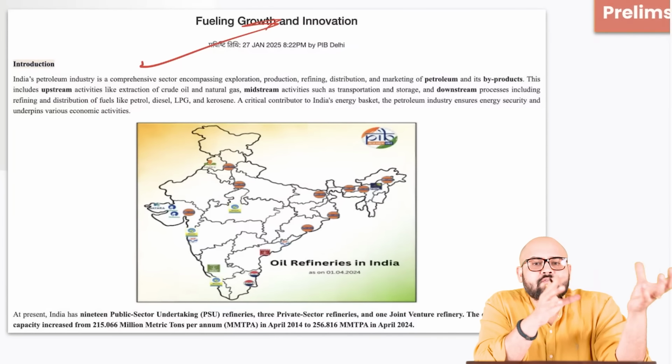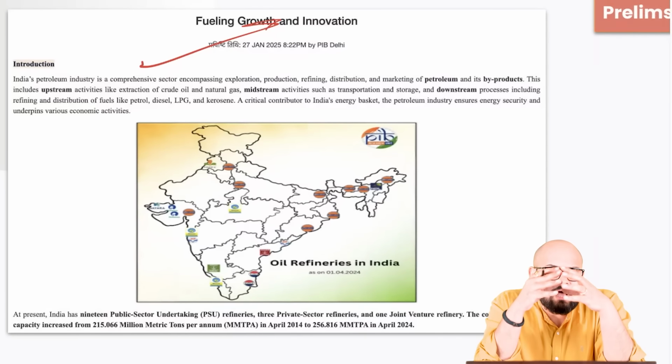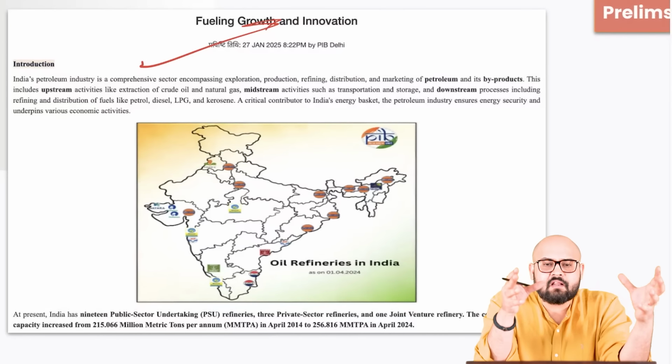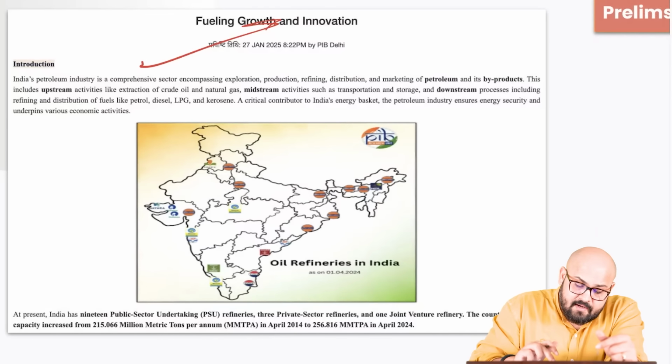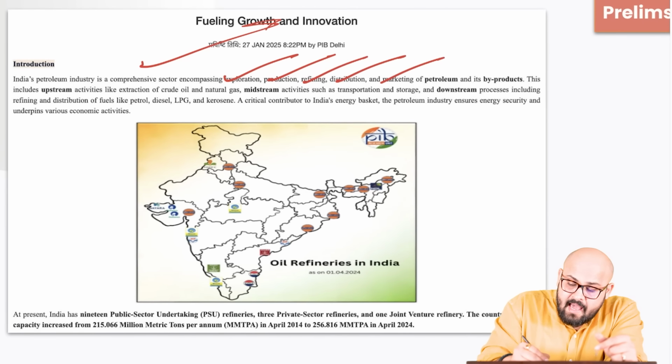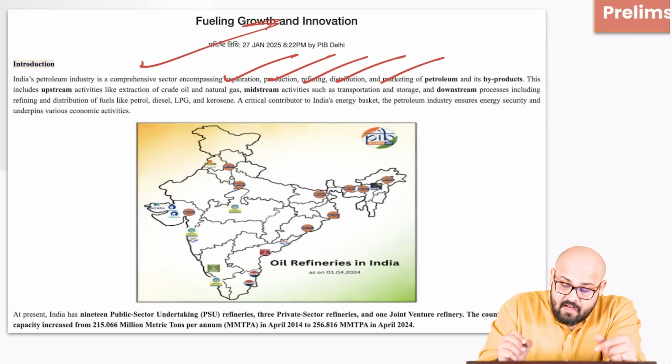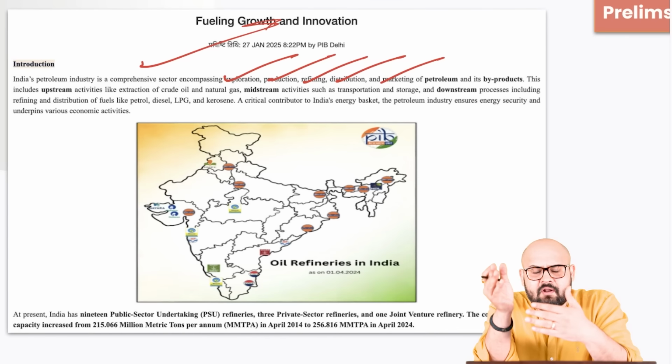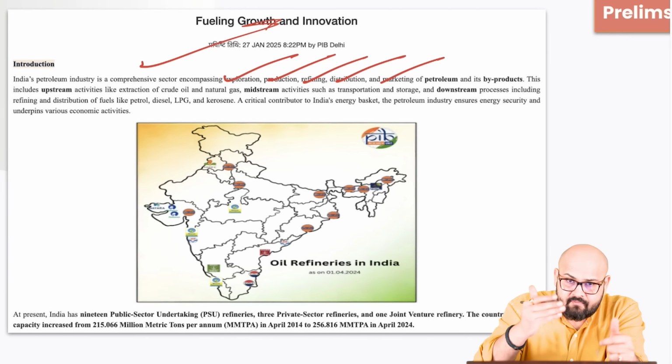Though we import a lot of crude oil, we are one of the largest refiners in the world. We refine a lot of this crude oil. India's petroleum industry is a comprehensive sector encompassing the exploration, production, refining, distribution, and marketing of petroleum and its byproducts. For example, we have different byproducts such as ATF, aviation turbine fuel, and other things.